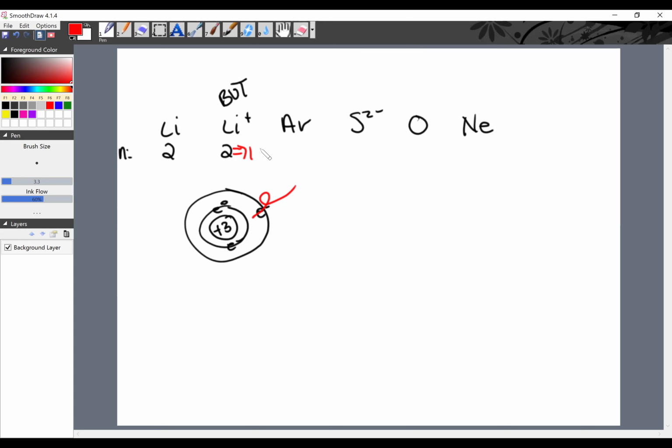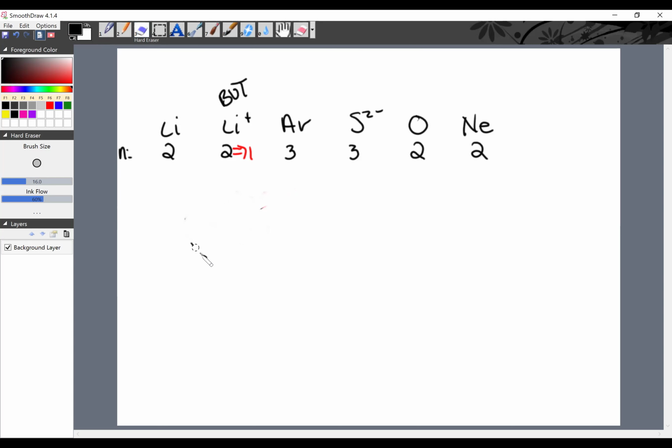Argon is shell 3. Sulfur is shell 3. Sulfur started in shell 3, but to become negative, it had to gain 2 electrons, but it's still in shell 3. Oxygen is in shell 2, and neon is in shell 2. So right now, I know that my largest has to be either argon or sulfur. Or I guess we can start with the smallest, it doesn't matter.